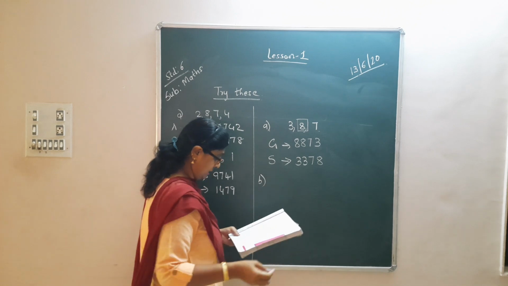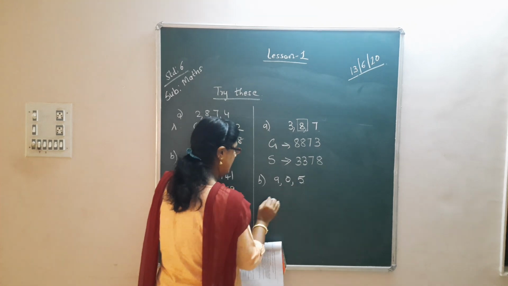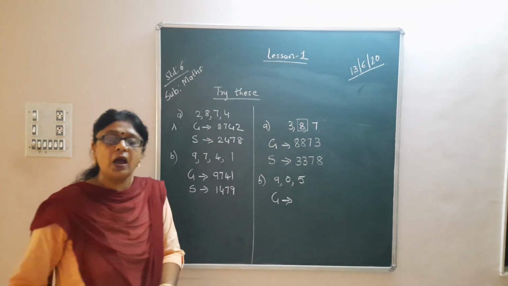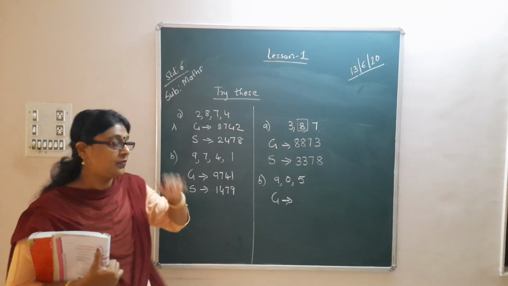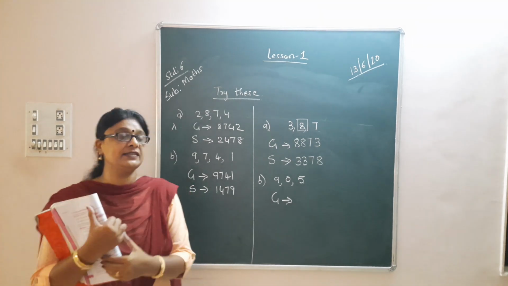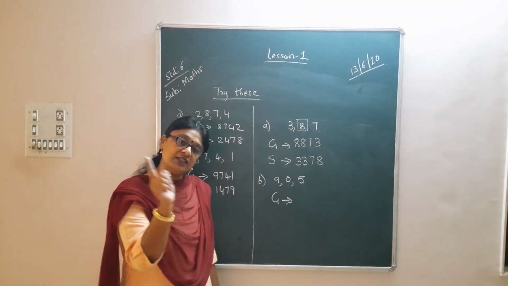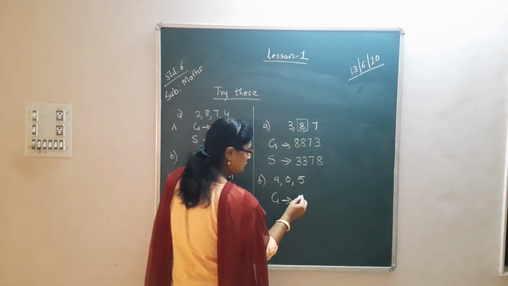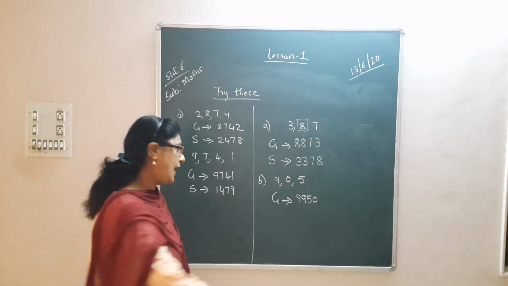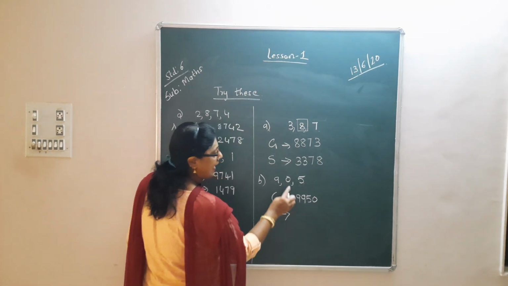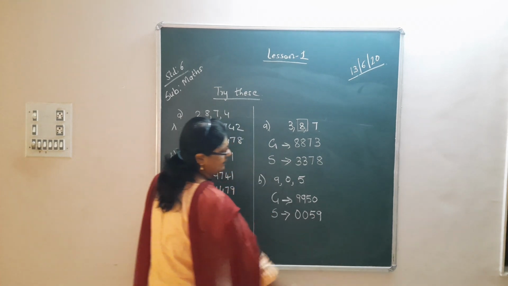B. 9, 0 and 5. Then can you tell me how will I make the greatest number from this 905? Okay, fine. I have to repeat the greatest digit, and along with repetition, I have to keep in mind that I have to arrange the digits in descending order, right? So 9, 9, 5, 0. Okay? And for making the smallest number, I have to repeat 0. So 0, 0, 5, 9.